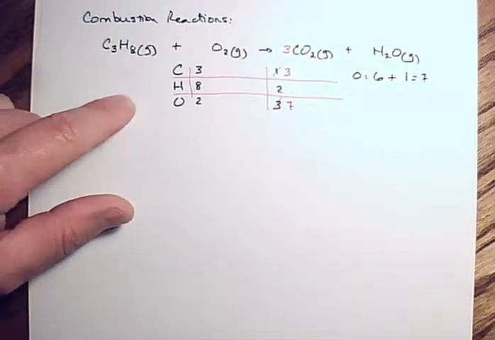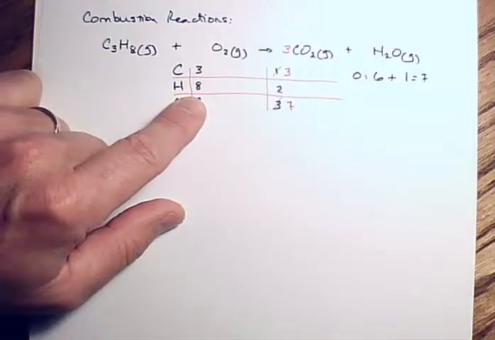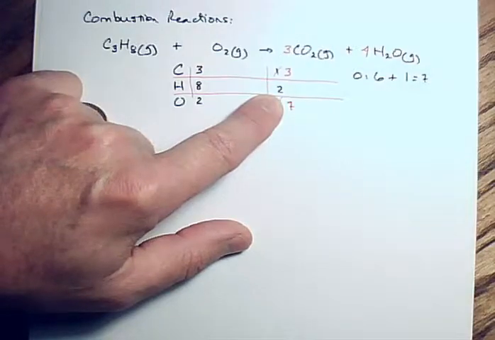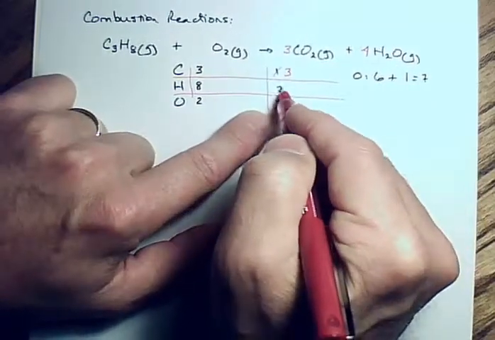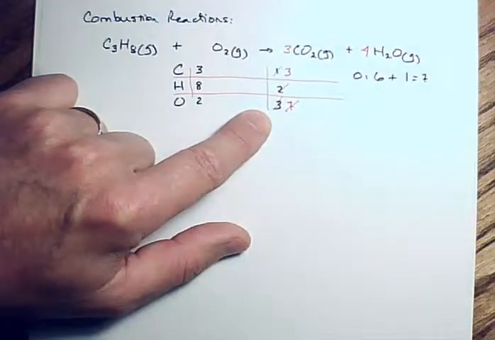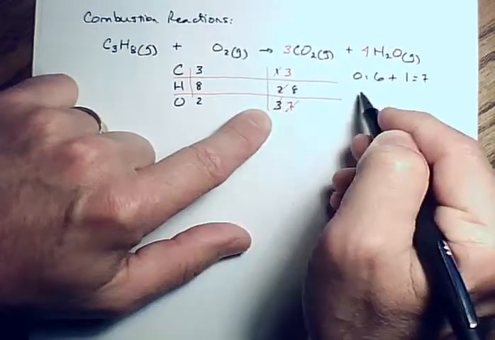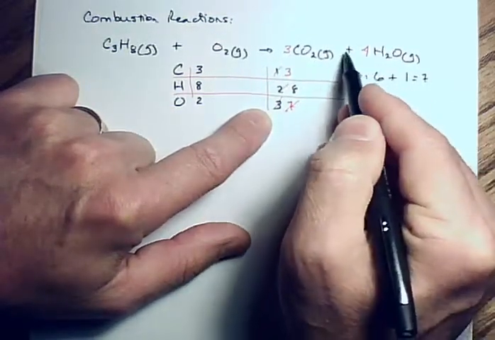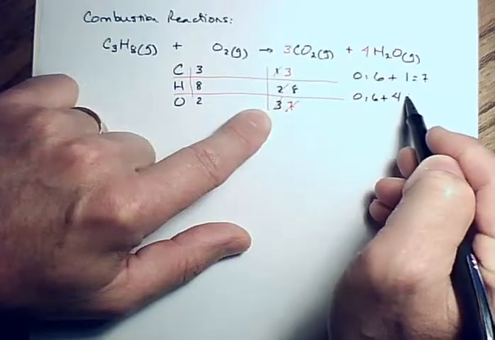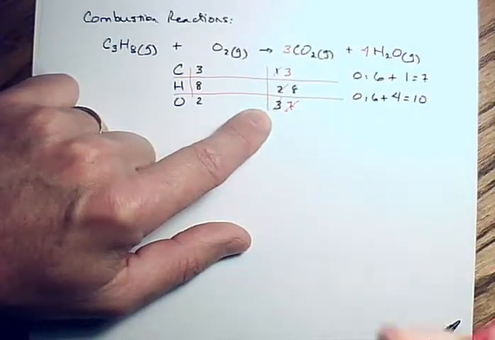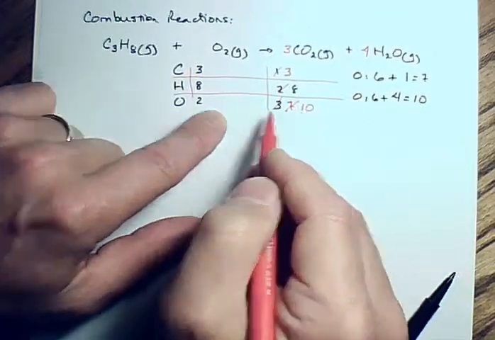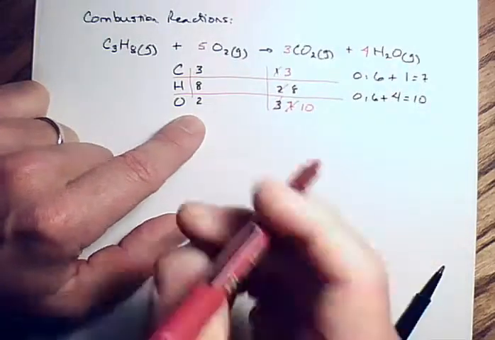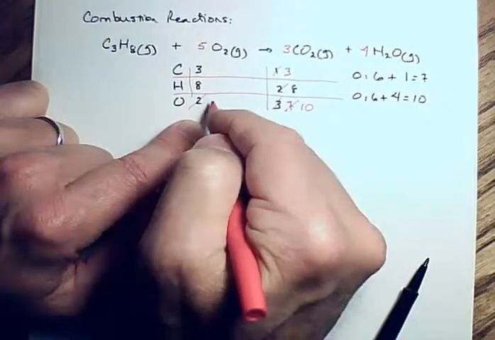All right, so we have 8 hydrogens on the left and only 2 on the right. To get 8 on the right, we're going to put a 4 here. That's going to change the number of hydrogens and the number of oxygens, because there's hydrogen and oxygen in that formula. The number of hydrogens is now 8, and the number of oxygens, 3 times 2 is 6, plus 4 times 1 is 4, so that's 10. So we've got 10 oxygens here. To get 10 oxygens on the left, since I have a subscript 2, I'm going to put a 5 here. That's going to change the number of oxygens over here to 10, and this is balanced now.